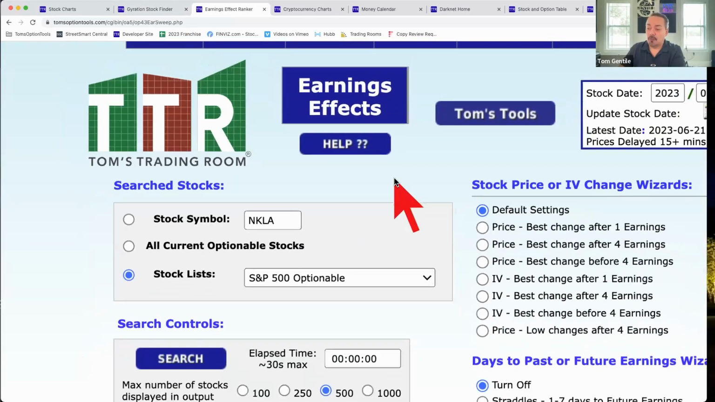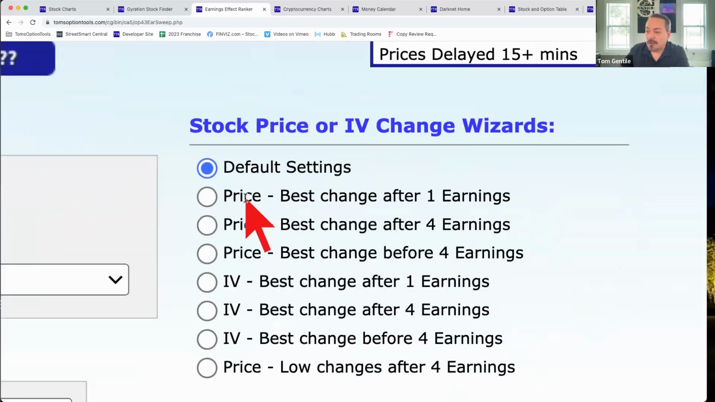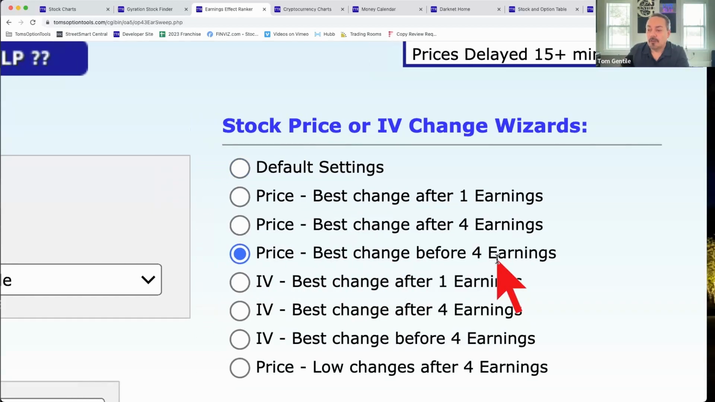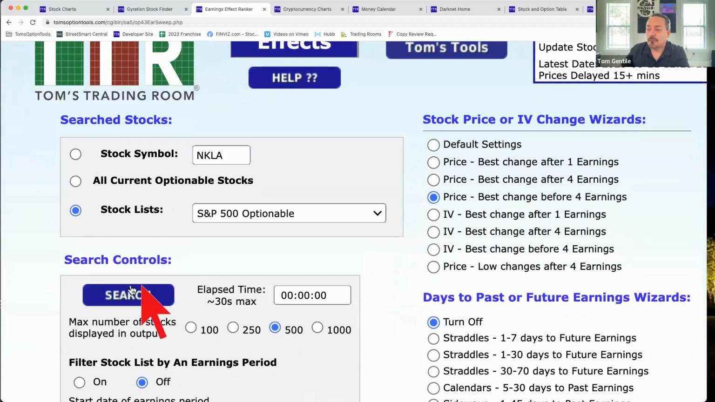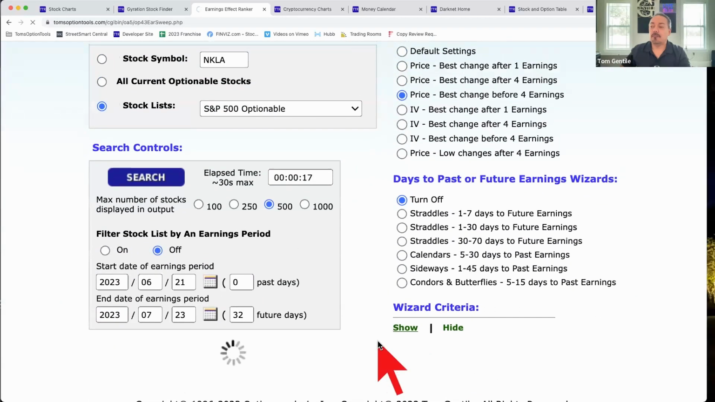So earnings. If there was just a way that I could look at stocks that ran up before their earnings announcement. How about that? We can go in here into our wizards and say, give me the price change in the last 4 earnings where we've seen the best change before those 4 earnings, and I want to rank that on the S&P 500. So I'm going to do that right now. It's going to take a few seconds to run because we're running that against all 500 optionable stocks. We're looking at the price change about 10 days out before earnings, 7 to 10 days, and that's going to deliver us back some information.